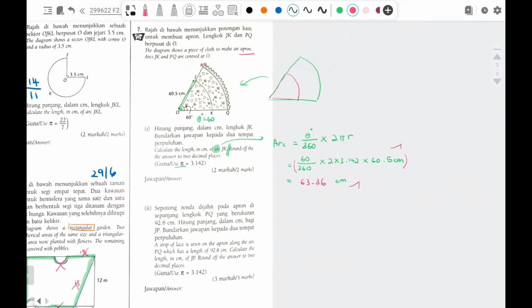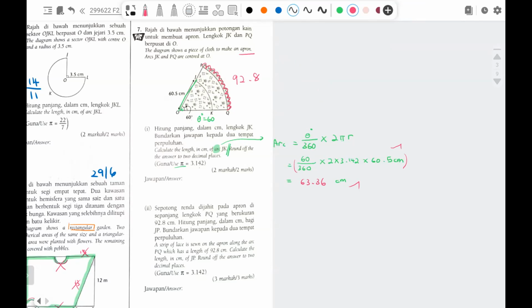Okay, so as you can see here, the lace has a length of 92.8. So this PQ is already given. The length is 92.8 cm. What is this actually? Is it referring to the circumference, the arc, or the radius? Yeah, it is the length of arc, the length of arc of the bigger sector.